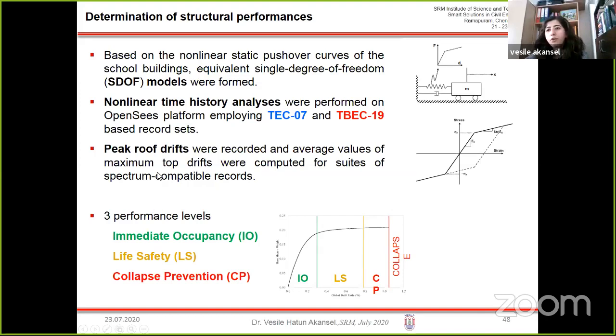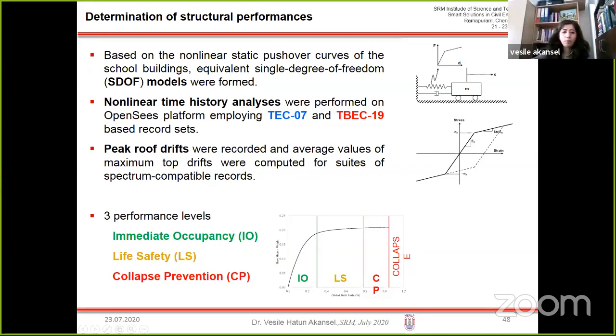So the peak roof drifts were recorded and average values of maximum top drifts were computed for suites of spectrum compatible records. Then using the pushover curve and the performance level definitions like immediate occupancy, life safety, and collapse prevention, we observe the damage or the performance levels of the structures.